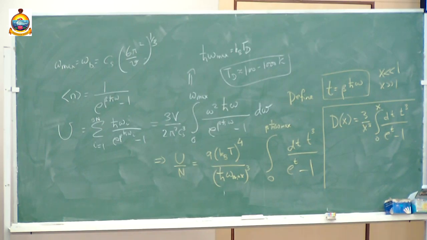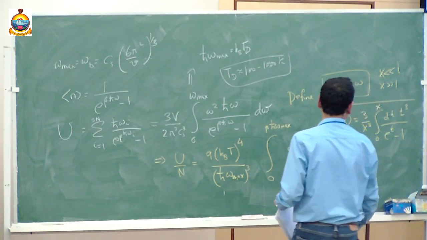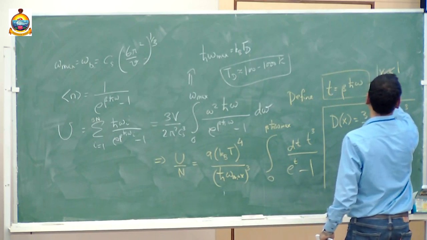If x is much, much less than 1, then beta is much, much less than 1, right? So T is very large. And the other limit is, of course, the other way around. Good. Okay, so let's first start with this guy.